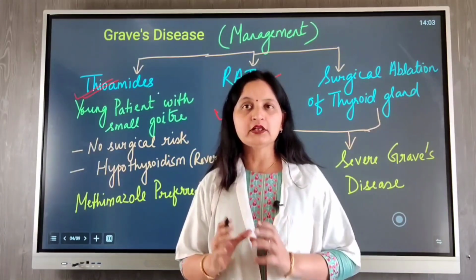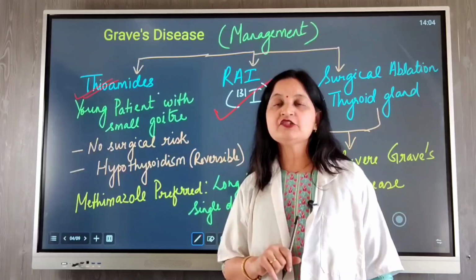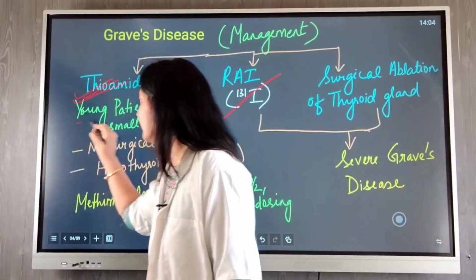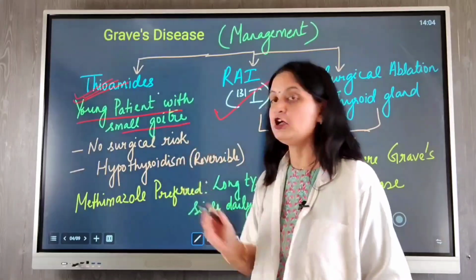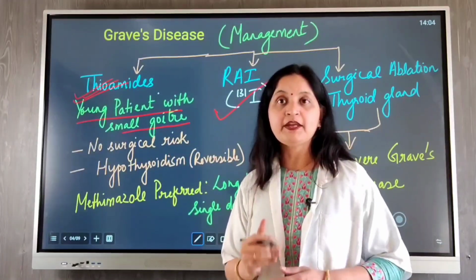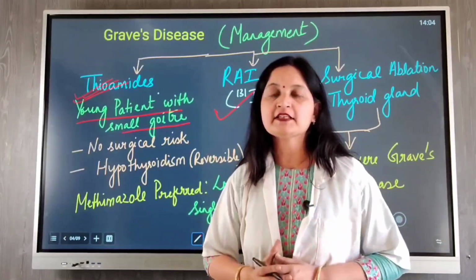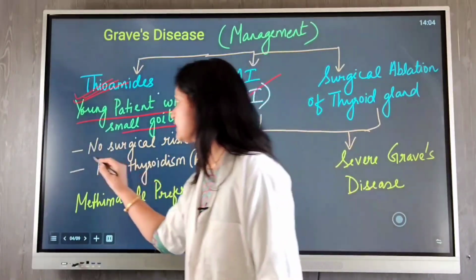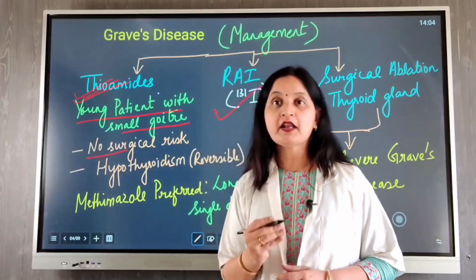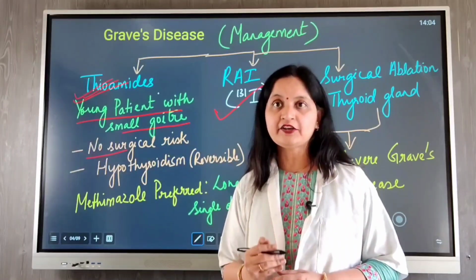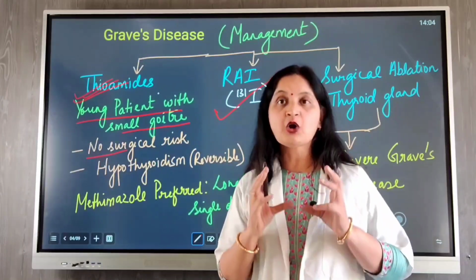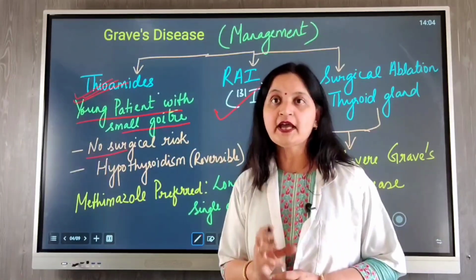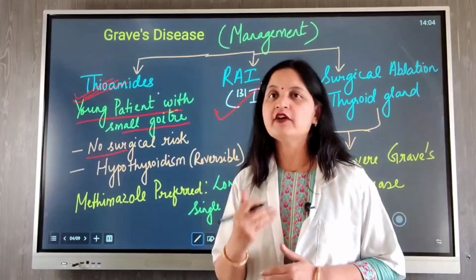gland or subtotal thyroidectomy. Now amongst these treatment options, thioamides is the preferred treatment in a young patient with small goiter. So mild to moderate disease and the patient is young, thioamides is the preferred treatment choice. This is because there is less surgical risk, less risk of injury to the parathyroid gland, the recurrent laryngeal nerve, and also this is the only treatment where the thyroid gland is intact. So hypothyroidism, if induced, is reversible.